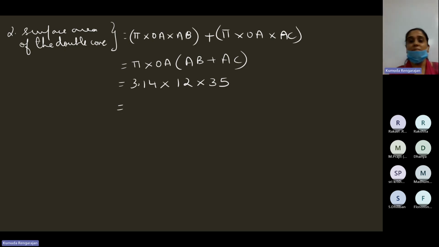How much? 1318.8. Correct. 3.14 into 12 into 35. 1318.8 centimeters square. So again, important question.